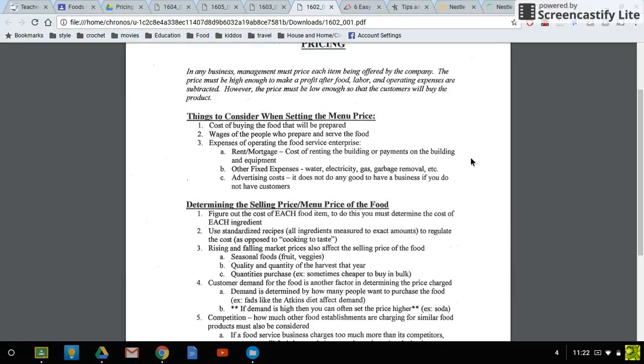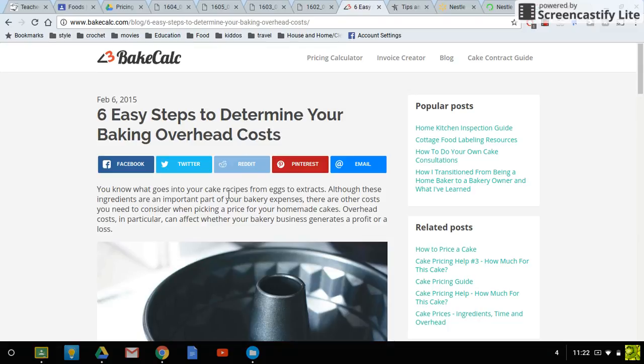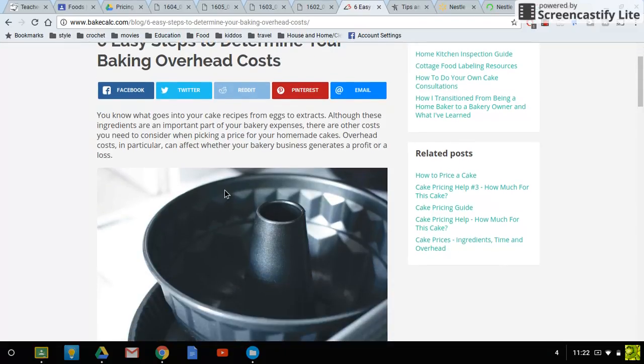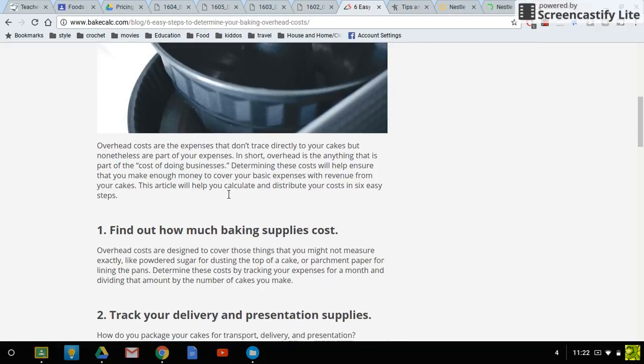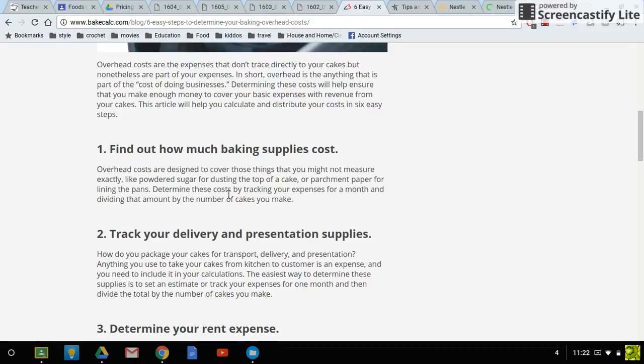is considering a couple different things, and one of those things is called overhead cost. And so I have just pulled up this site because I thought it summarized pretty well things that you have to consider. Overhead costs are things that you're always going to have to pay for. Now, some of this does not apply to us. Like we don't pay rent, we don't pay utilities, but we still have to pay for ingredients, paper products, like that. So those are things to think about.